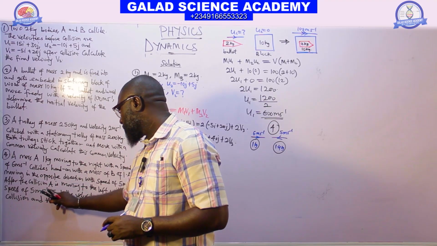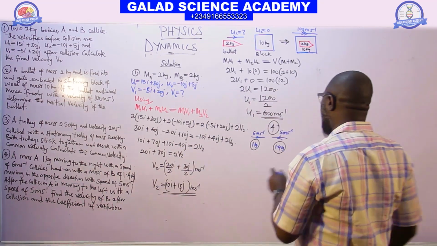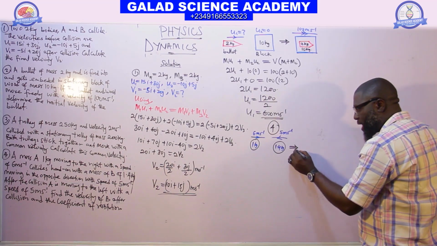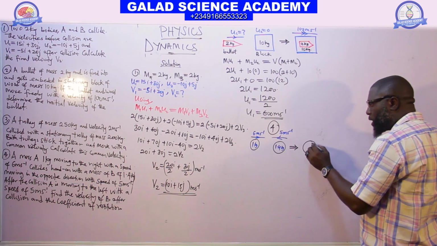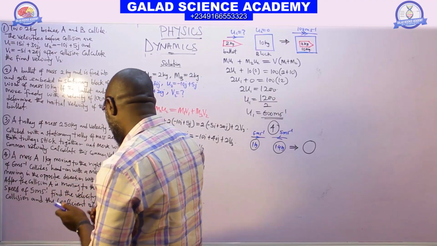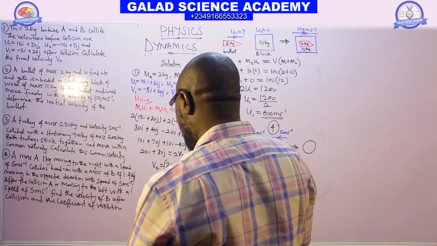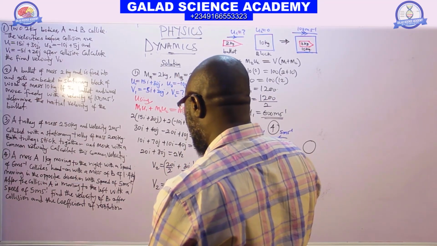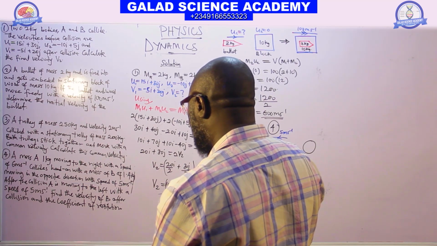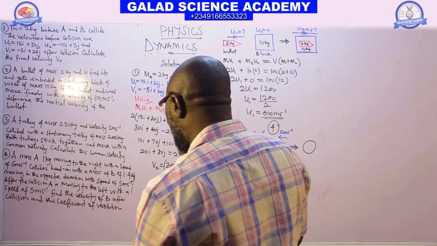After the collision, A is moving to the left with a speed of 5 meter per second. After this collision, A is moving to the left, in the opposite direction. After collision, A is moving to the left with a speed of 5 meters per second. Find the velocity of B after collision.